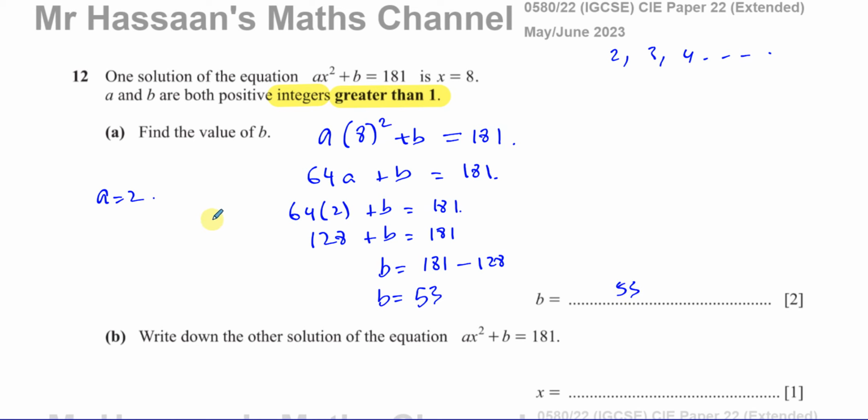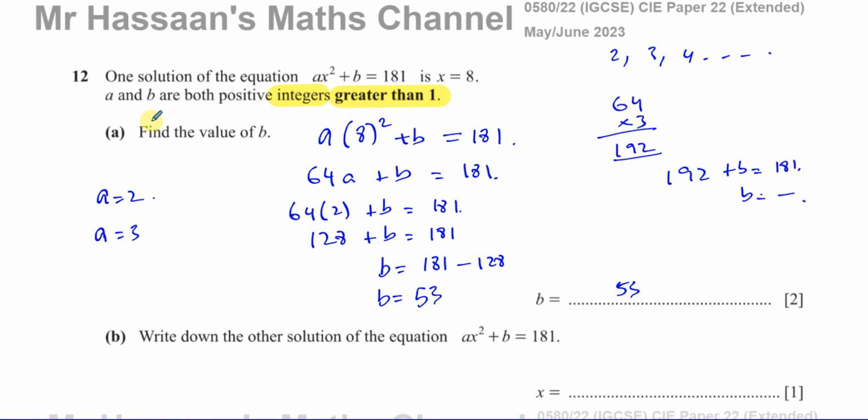Now, we can see that a can't be actually any other number except for 2, because if a, for example, was 3, then 64 times 3 is going to be more than 181. That's going to be 192, because you're going to have 180 plus 12, 192. Okay, and that means that b would have to be negative. If I have 192 plus b equals 181, then b would be a negative value.